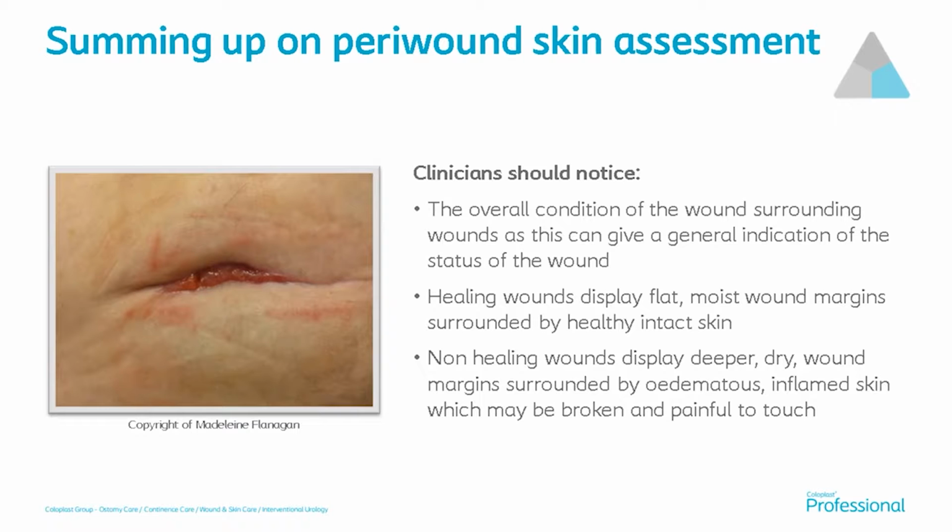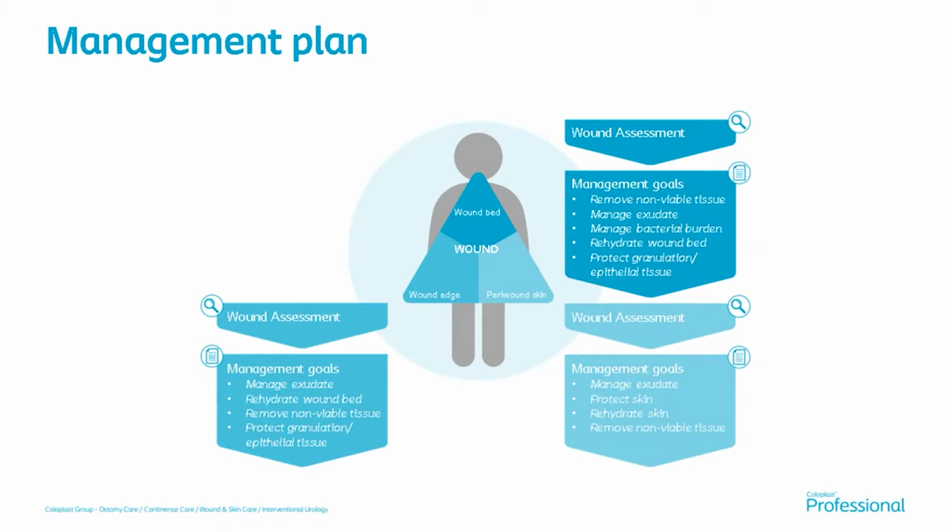So just to sum up on that periwound skin assessment, we should be able to notice the overall condition of the wound and surrounding skin to the wound. And that will give us a real indication of the status of the wound, where the wound is at in its healing trajectory, and what we need to do to get that to move on with its healing. So our management plan is really key, and we identify our management plan by undertaking the holistic and really thorough wound assessment, looking at all of the parameters that we've just gone through.